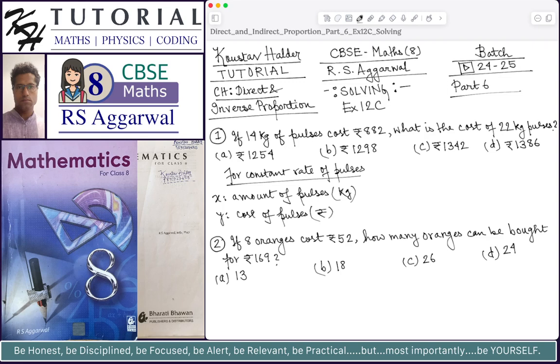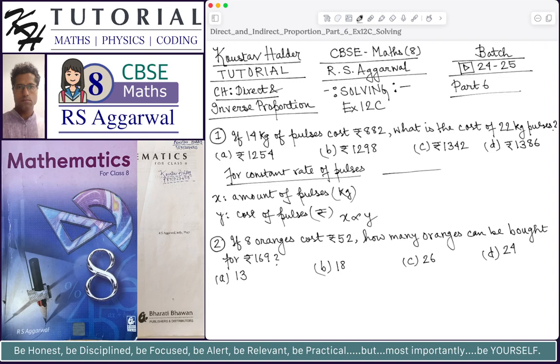These are directly proportional to each other, that is x and y vary directly with each other, or we can say that x varies directly with y. Where x is the amount of pulses in kg, y is the cost of pulses for a given amount of pulses, and we should keep in mind that these two quantities x and y will vary directly with each other only when the rate of the pulses is constant, that is the cost of 1 kg of pulses is kept constant.